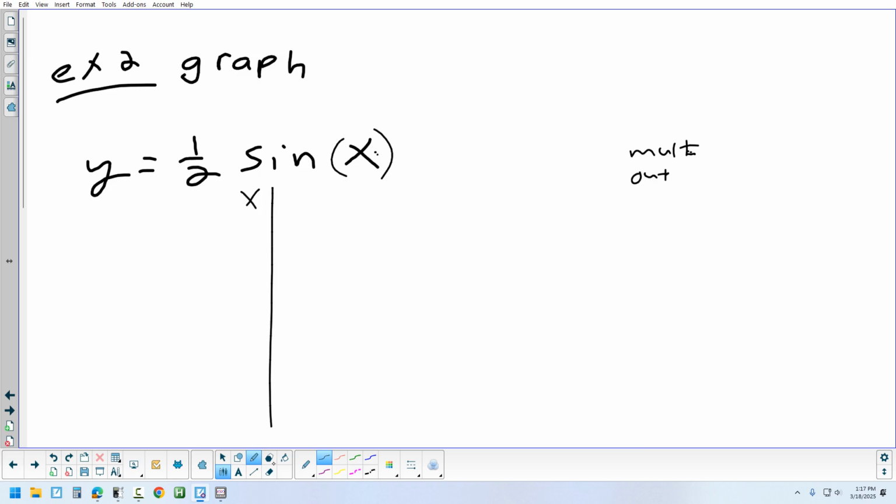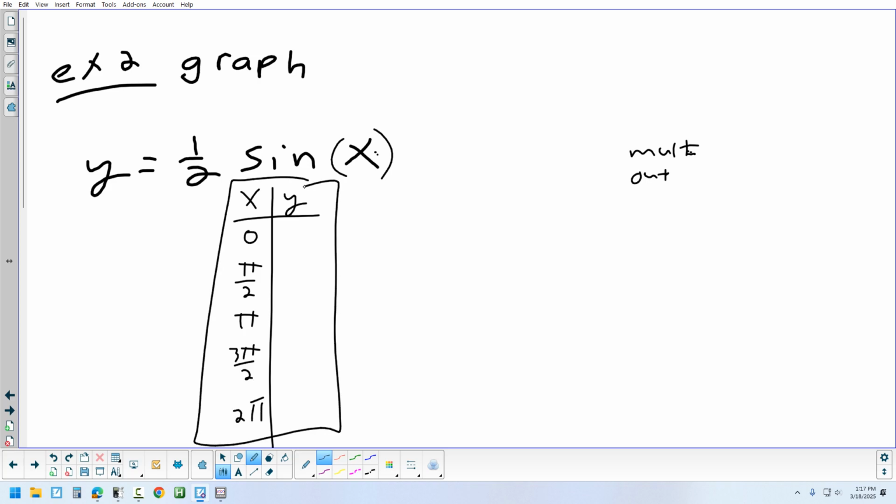Okay, so what's going to stay the same? X's. What are my X's for sine? The same as cosine. So 0, pi over 2, pi, 3 pi over 2, 2 pi. Okay, so put those there. So we get 5 points for those x's. What are my original y values for sine? 0, 1, 0, negative 1, 0.